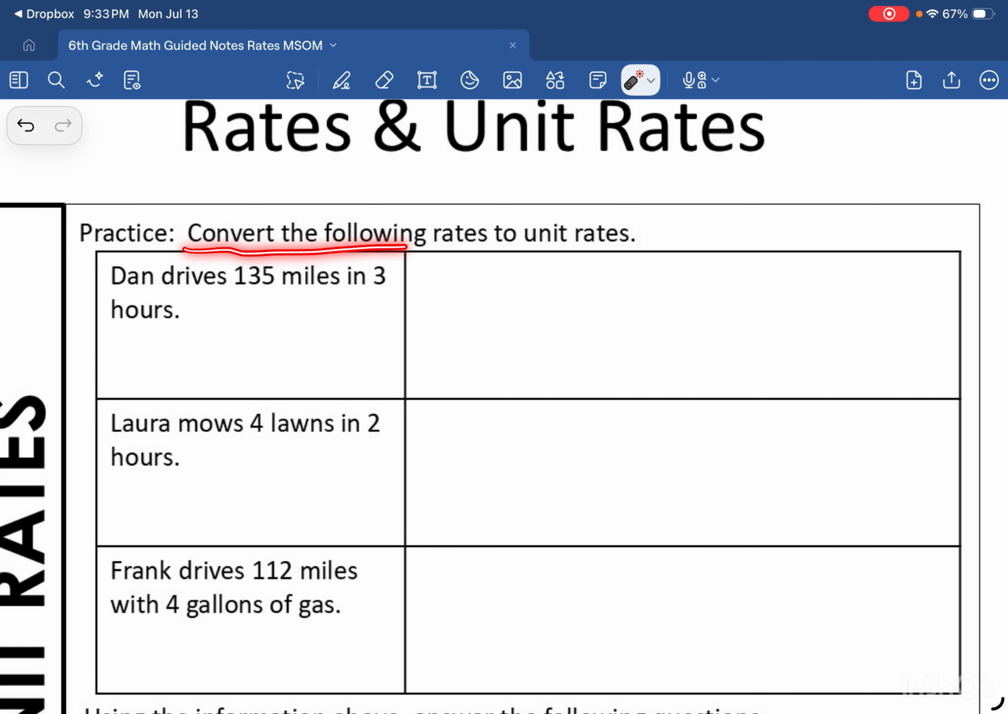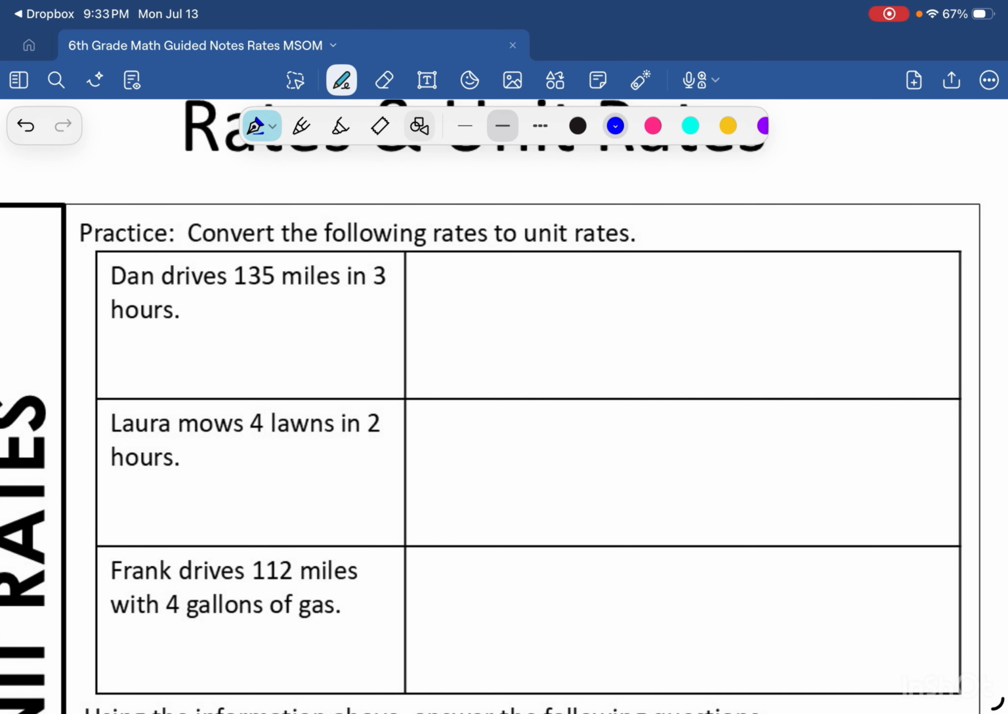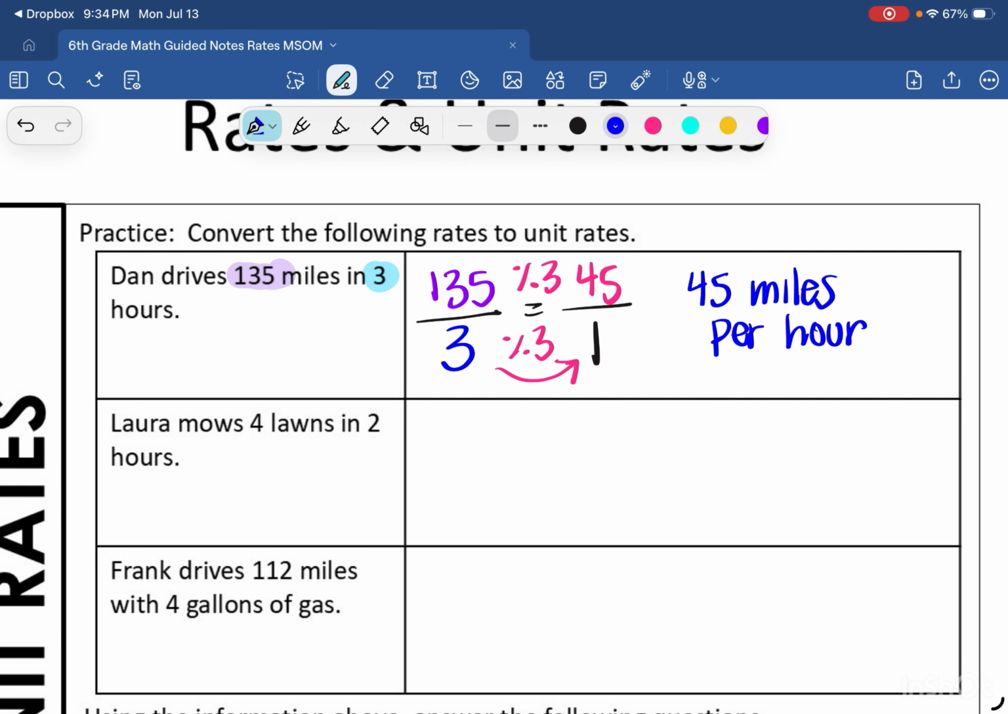Practice. Convert the following rates to unit rates. Dan drives 135 miles in 3 hours. So we have 135 over 3. We want the bottom number to become a 1. So what do I do to 3 to get to 1? Again, multiplication or division. I would divide by 3. So I'm going to divide 135 by 3 and I get 45. So the unit rate becomes 45 miles per hour.